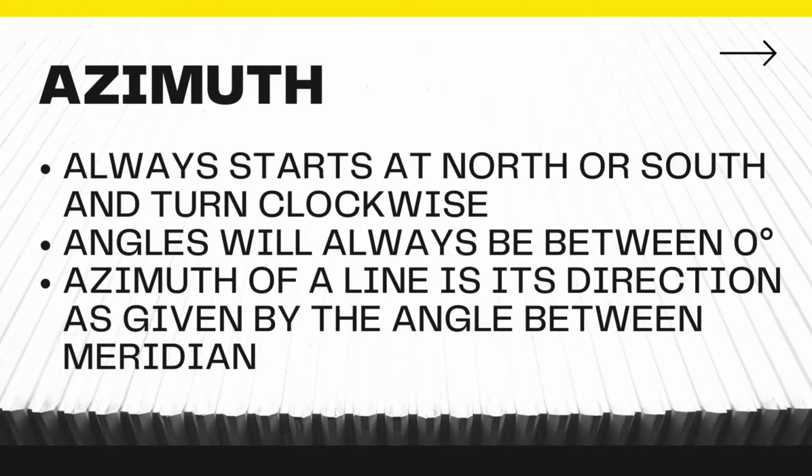Next is azimuth. So azimuth always starts at north or south and turns clockwise. So it is the line measured in a clockwise direction from the north or south branch of the meridian. The angles in azimuth will always be between 0 and 360 degrees. And azimuth of a line is its direction as given by the angle between the meridian.